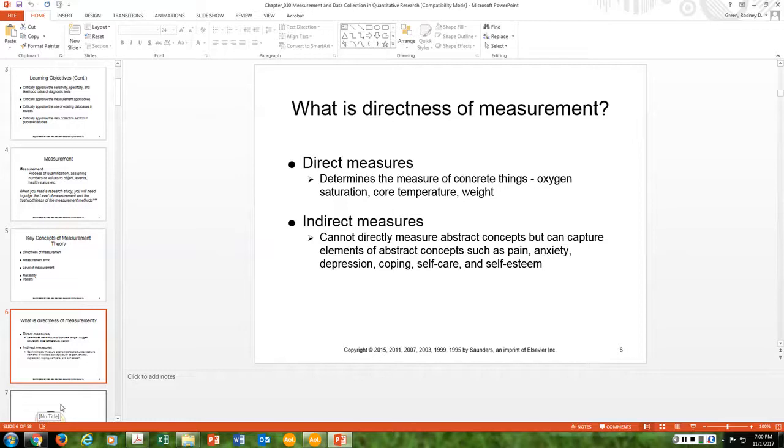So what is directness of measurement? Direct measures determine the measures of concrete things, whereas indirect measures try to capture elements of abstract concepts, such as pain, anxiety, depression, etc. And that's because they try to capture elements of it, because we cannot directly measure anxiety, pain, coping. Okay, we can only give estimates.